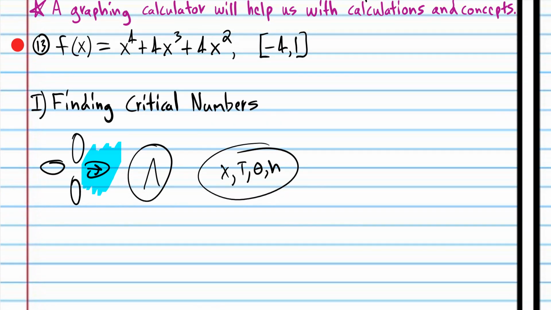So now I want you to press the window button at the upper left next to the y equals button, the F2 table set button, the window button.